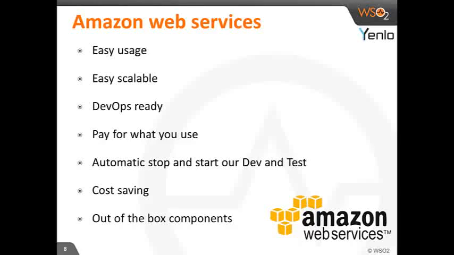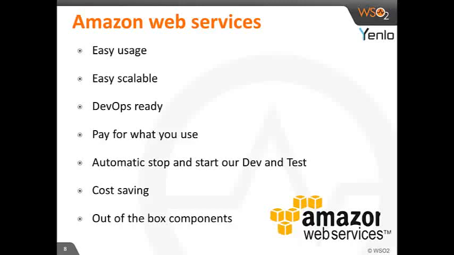Amazon Web Service goes easy on the pocket because you can pay for only what you use. This allows you to optimize your costs by automatically halting your development and test environments at night and starting them in the morning. This can lead to a significant saving in the long term. You can always use other out-of-the-box components, such as databases, load balancers, NAT machines, etc.